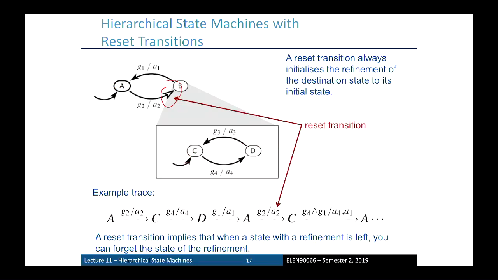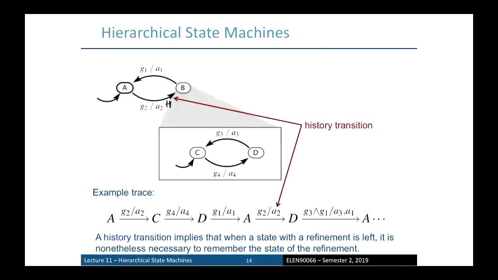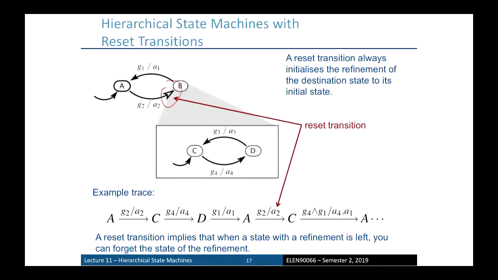And in the trace, you can clearly see the difference. We go A to C to D, back to A. In the history, we go back to D because that's where we were for those inputs. For the same inputs, A to C to D to A, back to C, right? We default to that every time.